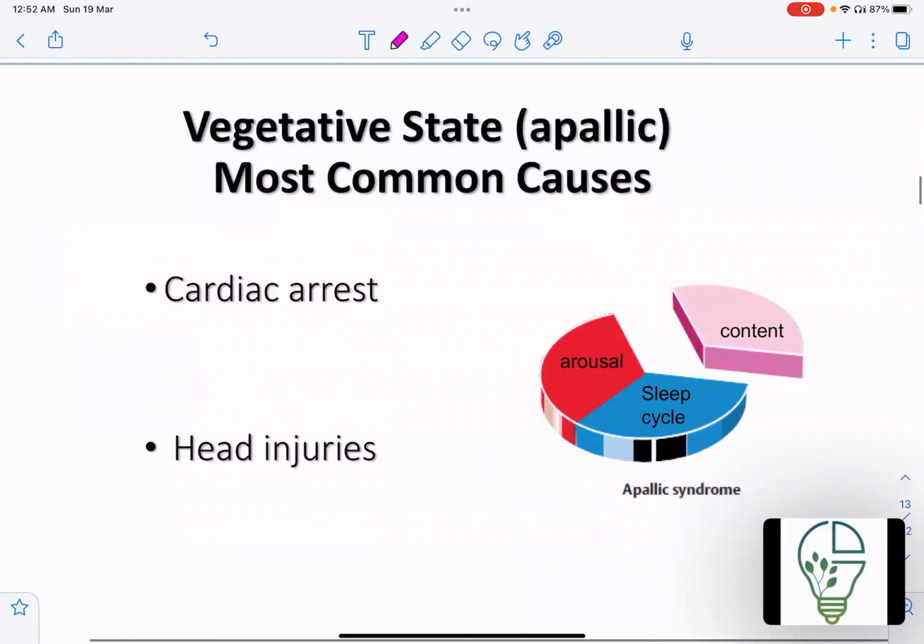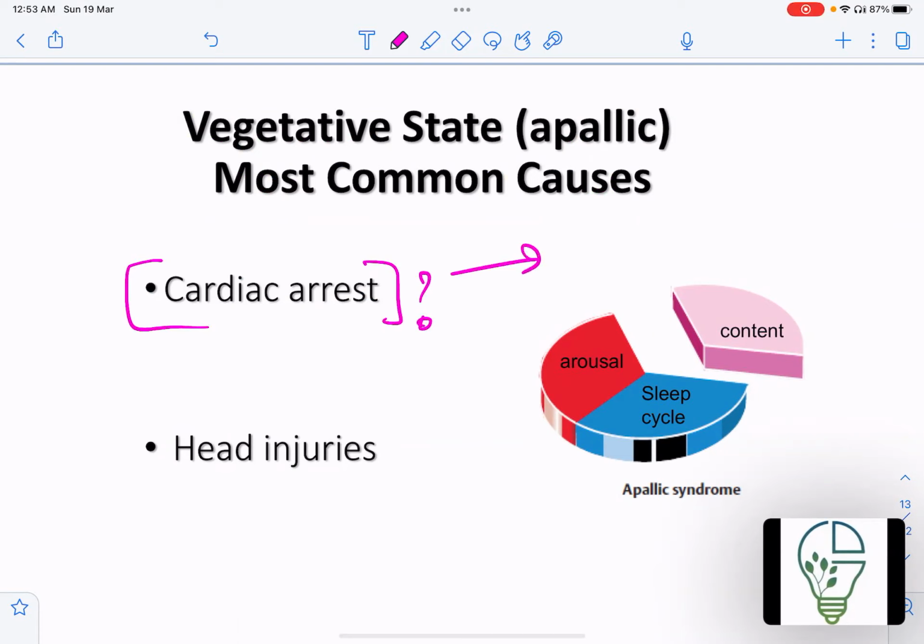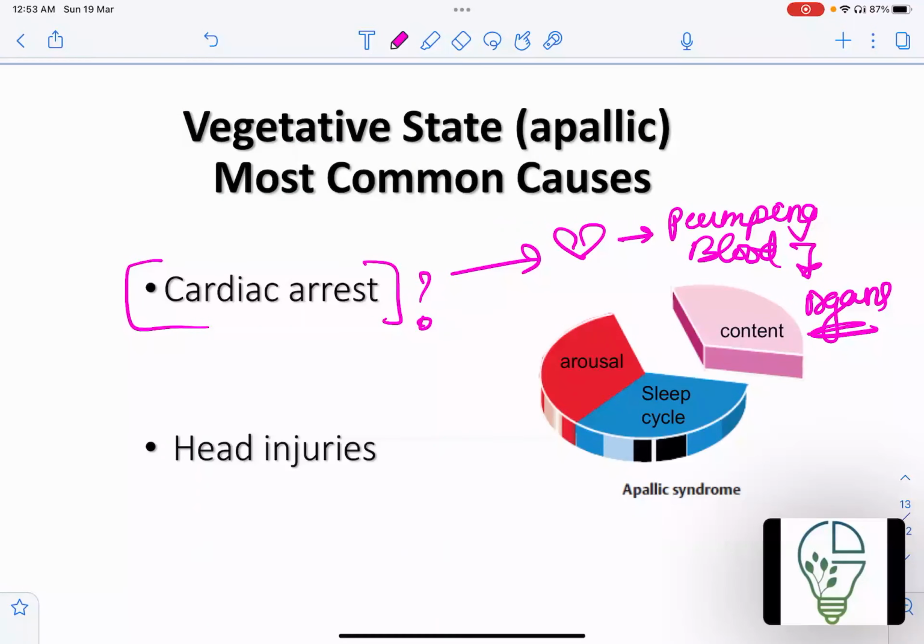When we talk about the vegetative state, the most common causes could be cardiac arrest. Why? Because the heart stops pumping blood. When the heart is pumping blood, what happens? The blood that is pumped from our heart is what goes to all of our organs, right? Including the brain, which gets a lot of supply from the heart. So once the blood is no longer pumping, the organs start shutting down. And one of the quickest organs to shut down is unfortunately the brain.